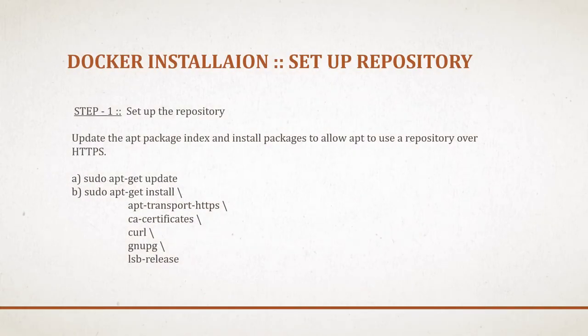As step one, we'll set up the repository. We'll update the package index and then install the packages to allow apt to use a repository over HTTPS. If you see the below commands, sudo apt-get update will update the package index, and sudo apt-get install with apt-transport-https, ca-certificates, curl, gnupg, lsb-release. This will set up the packages for installation, and we'll use the repository over HTTPS.